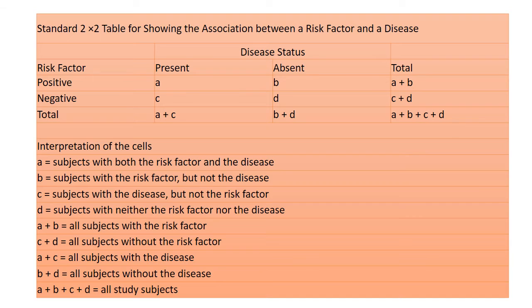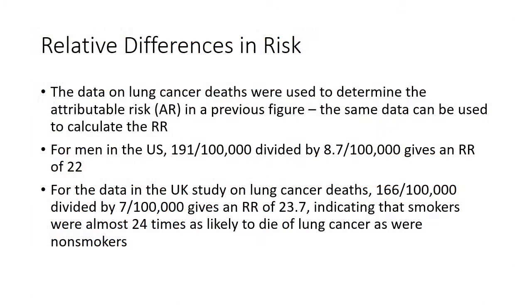Again, I won't belabor this point, but you can reference this chart to see where we got those numbers from. So going back and looking at our lung cancer death rates in male smokers versus non-smokers, you can use the same information to determine the relative risk as we did to develop the attributable risk. Again, you're just dividing instead of subtracting.